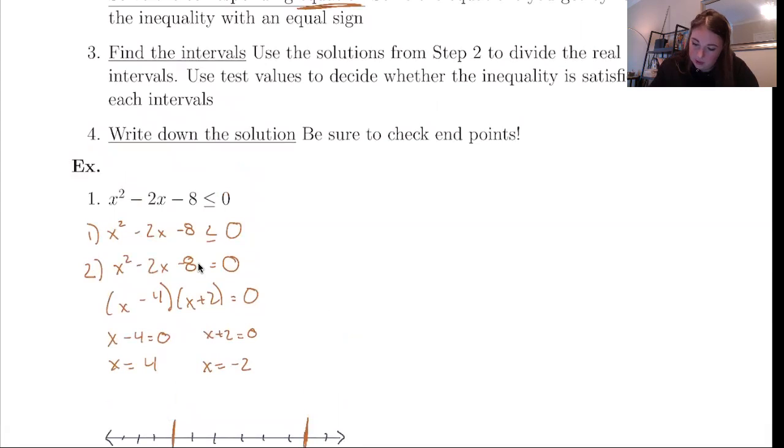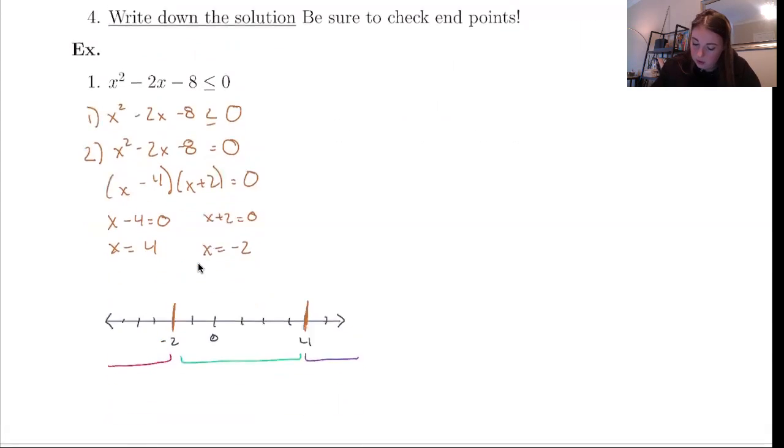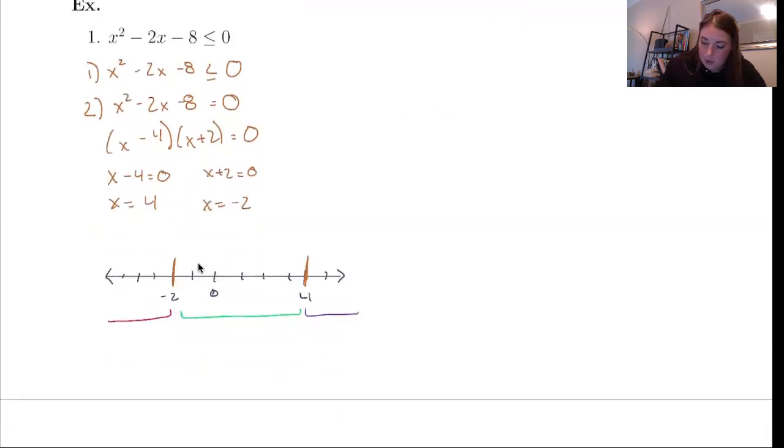So use test values to decide whether the inequality is satisfied on each interval. What that means is I'm going to pick a number out of this magenta section, from -infinity to -2. I usually like to choose a number that isn't too large because calculating that gets hard. I'm not going to choose -2 or 4 because if I plug those in, it's going to equal 0, and that doesn't really tell me anything. We would call that a trivial answer. It's an answer, but it doesn't really mean that much. I can't choose -2, so let's just choose -3.